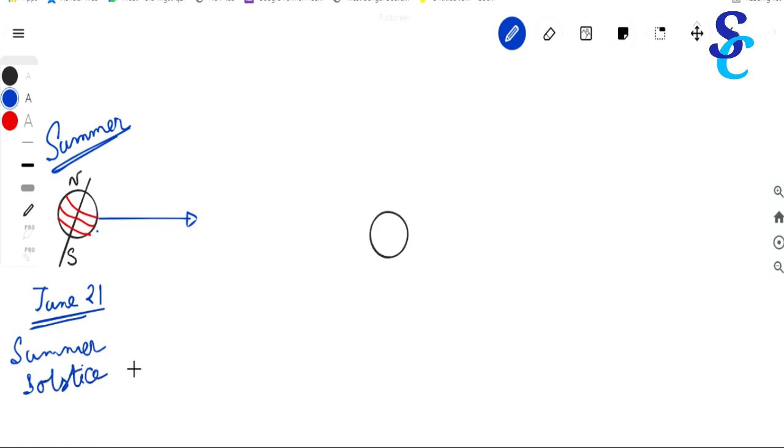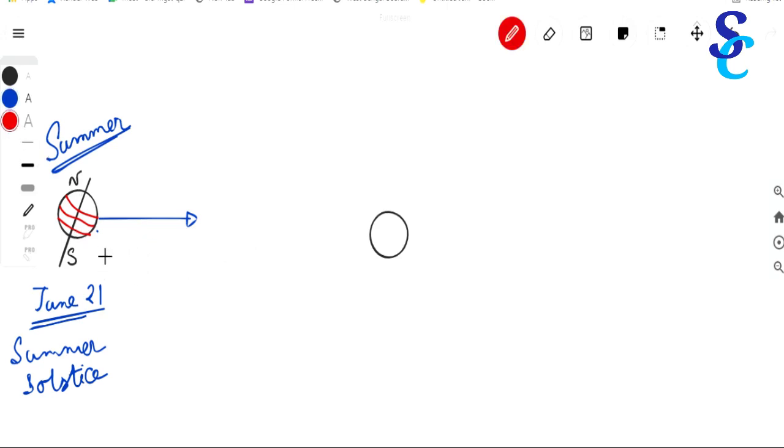Now, what is actually a summer solstice? Summer solstice means you will have the longest daytime and the shortest night time. That means on June 21st you will have sun rays, or you can see the sun, and you will have daylight for the maximum period of time.